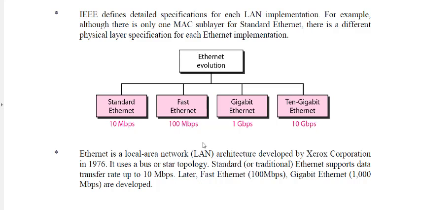So now mostly in labs we are using this fast Ethernet because getting 100 Mbps is something difficult. Going for 1 Gbps and 10 Gbps maybe takes another couple of years.